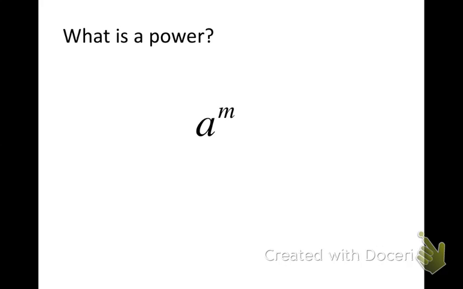It turns out that a power is an expression that has a base and an exponent, or it's an expression involving exponents. This entire expression here, a to the m power, is a power. Okay? Now, a power always has to have a base and it has to have an exponent. Those are the two parts of a power. I just want to make sure that you know that a power requires both of those things, the base and the exponent.